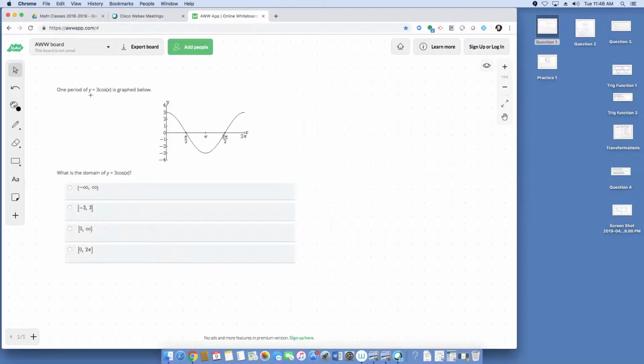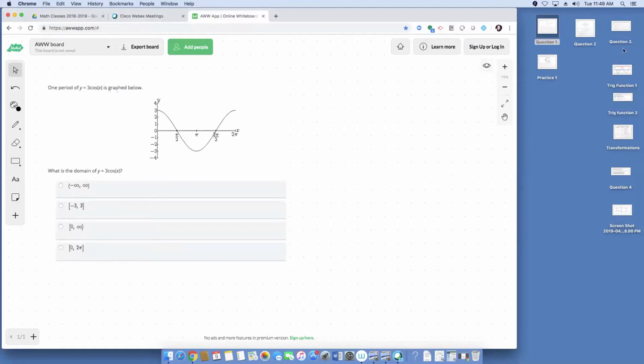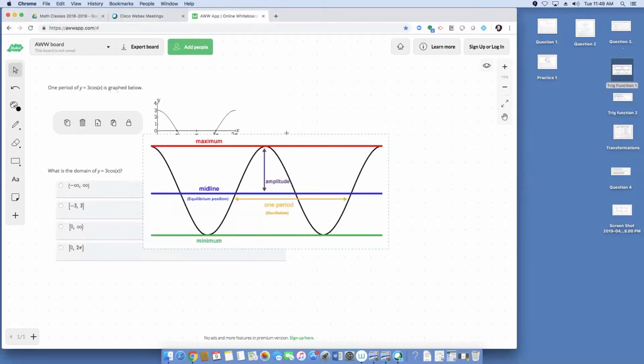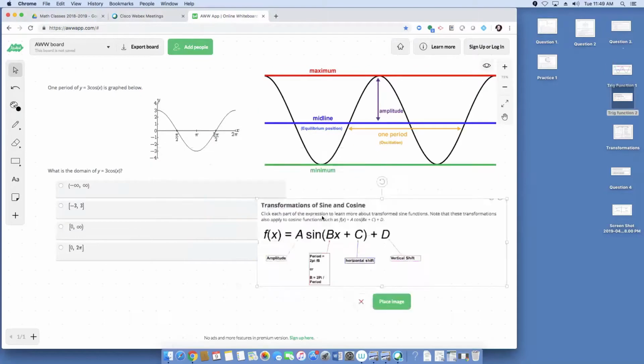The period of y equals 3 cosine x is graphed. You really need to know your vocabulary for this, knowing what a period is. This is one period. This is not the whole function. This is just one period. So it's asking, what is the domain of y equals 3 cosine x? So let me put in some things you're going to need. We can email these things to you afterward, but you really need to have this in your notes.